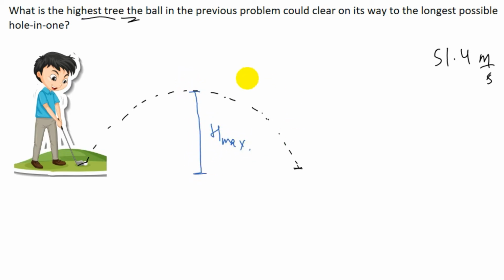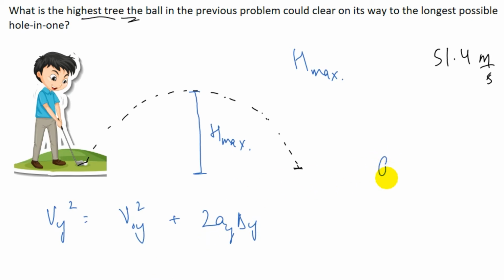Since the elevation is the same, we can directly use the formula for h max that we obtained in our previous videos, or we can use the basic equations. So I'm going to use the basic equations. Vy square is equal to V naught y square plus 2 ay delta y. In this case ay will be minus g. We can take this coordinate system, y, and then this is x.